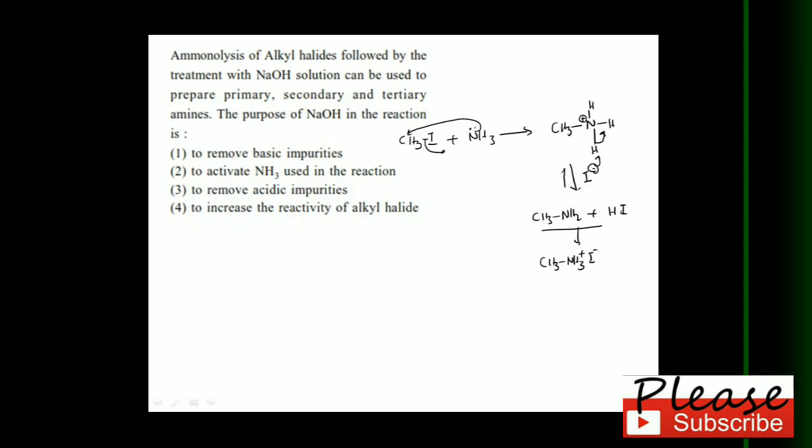Okay, unless HI is removed. So that's why we should remove this HI by adding NaOH. That HI is acidic in nature, NaOH is a base. So as a result of the acid-base reaction, the HI acid impurities are removed in the ammonolysis of alkyl halides. That's it. So the answer is 3 actually.